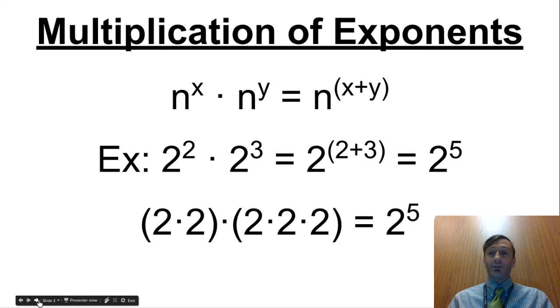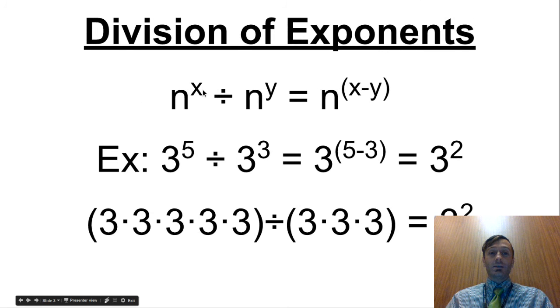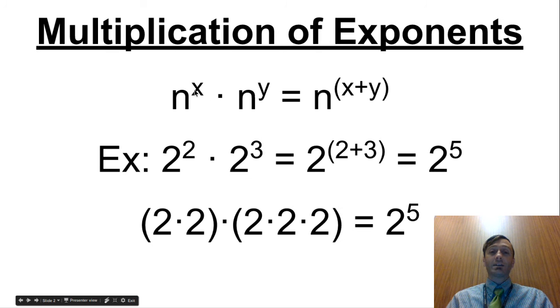Multiplication of exponents, right? As long as your exponents have the same base, that's what the n represents, whatever their exponent is. So n to the x times n to the y equals n to the x plus y. For example, 2 squared, that's just 2 times 2, times 2 to the third, 2 times 2 times 2. Same thing as 2 to the 2 plus 3, which is 2 to the fifth.